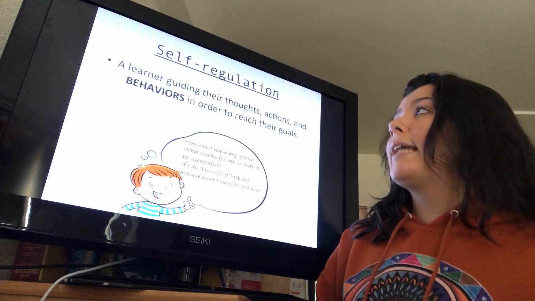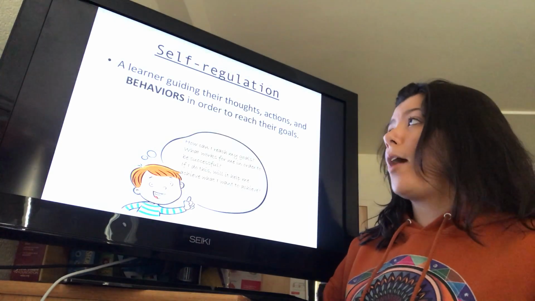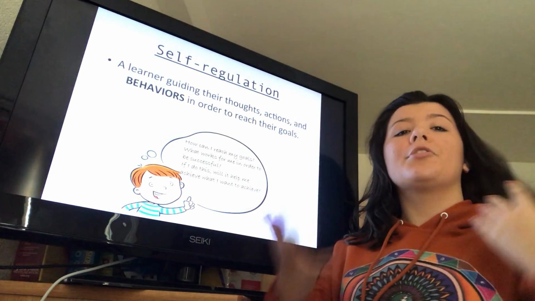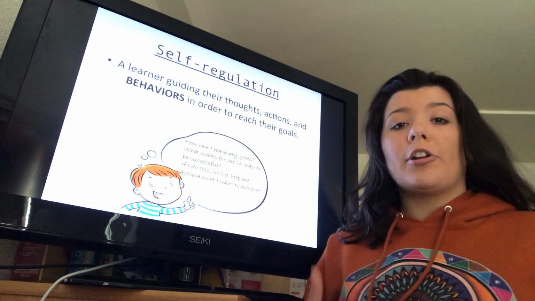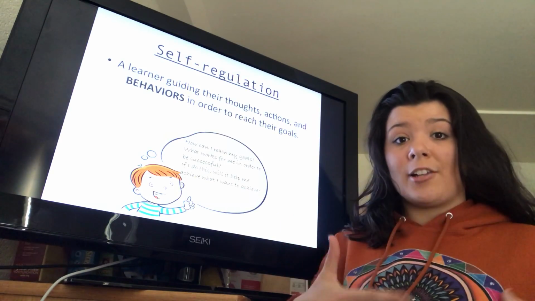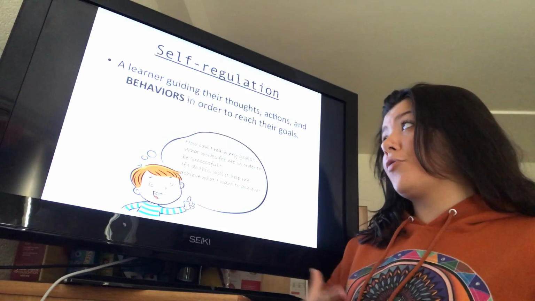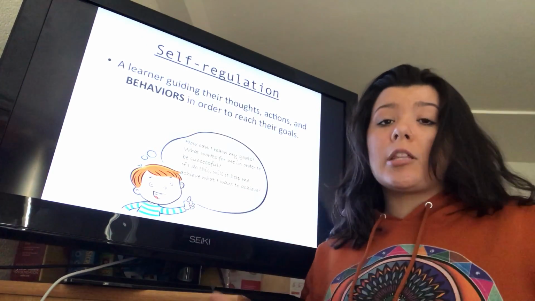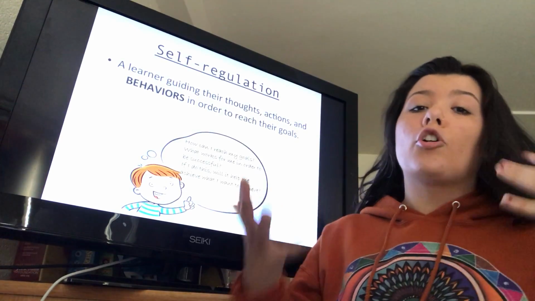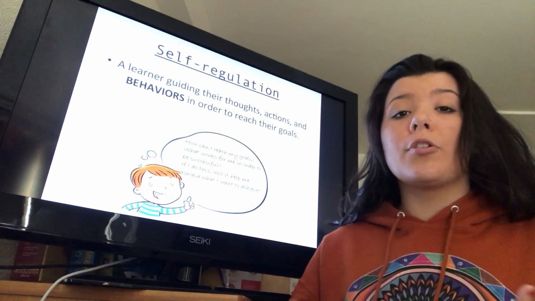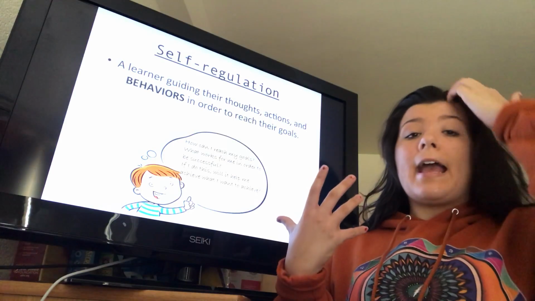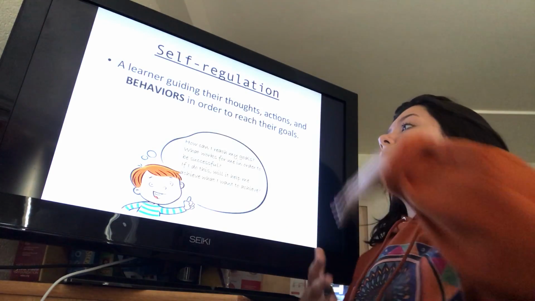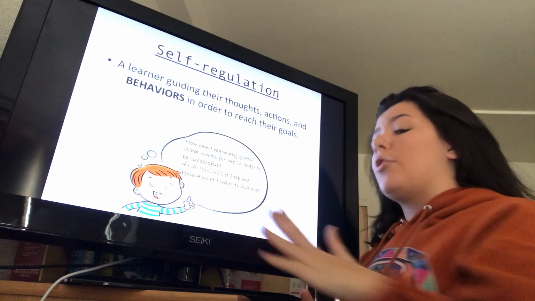So behaviorism goes hand in hand with the cognitive process of self-regulation. Self-regulation is when a learner guides their thoughts, actions, and behavior in order to reach their long-term goals. So through behaviorism, they condition themselves to learn good behavior in the classroom. So learning this good behavior, they can regulate it in order to reach their goals.